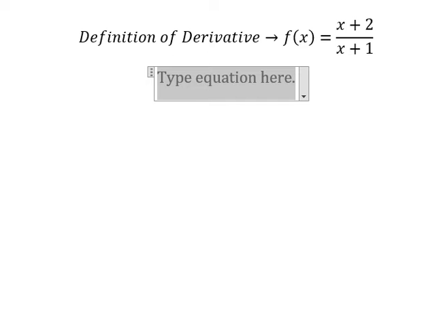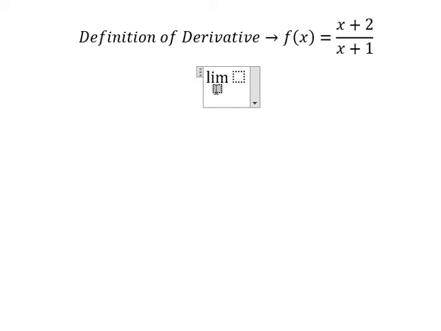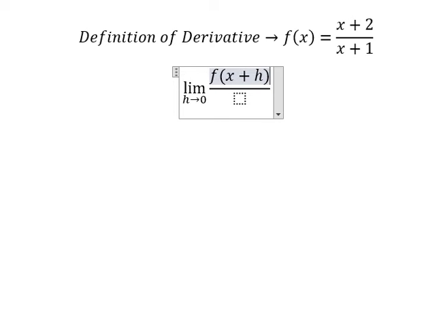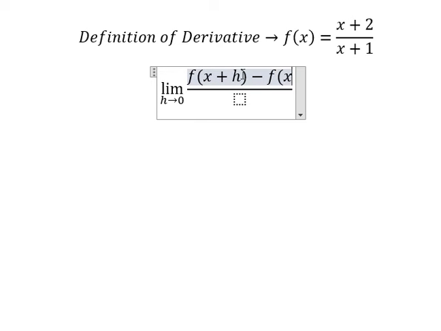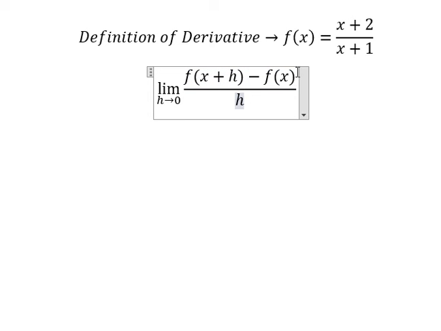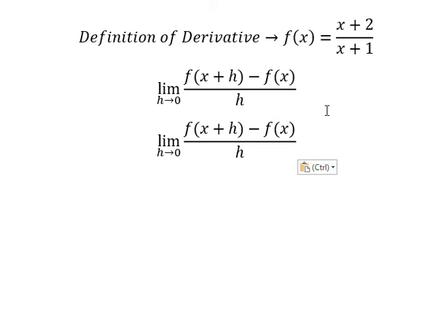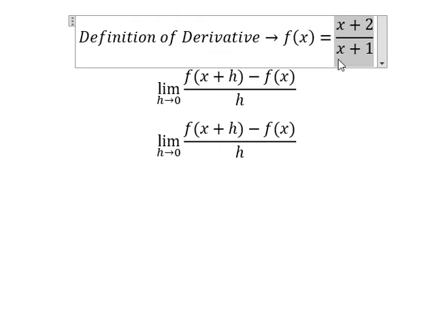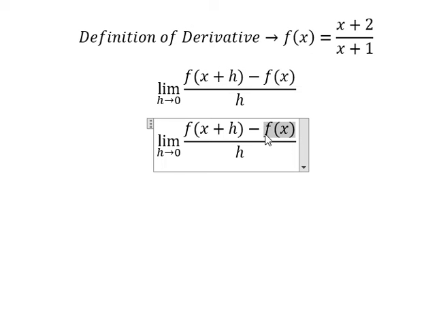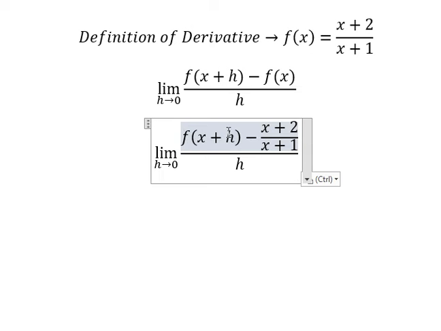We just use the limit, and we have h approach the number 0. So we have f of s plus h minus f of s over h. So we have the function in here, we can put it in here. We have the function in here, but now we have s plus h. We put this one to replace s.